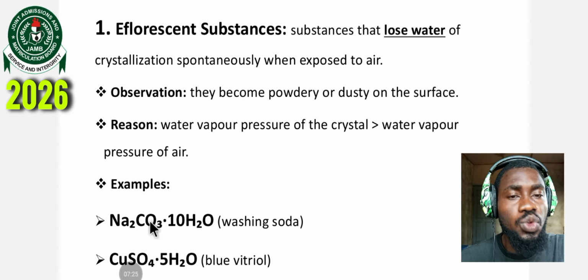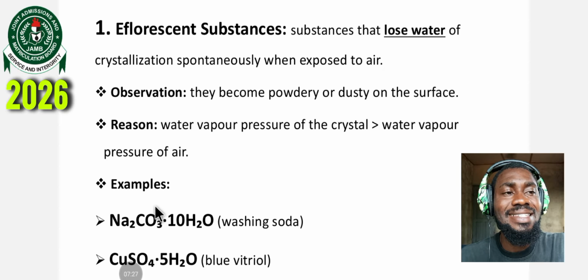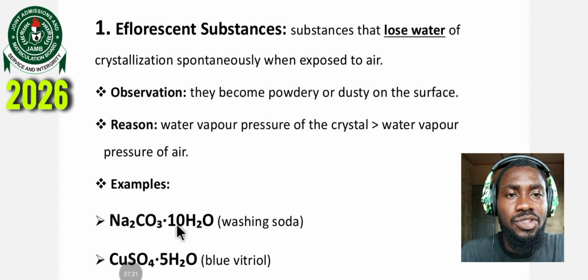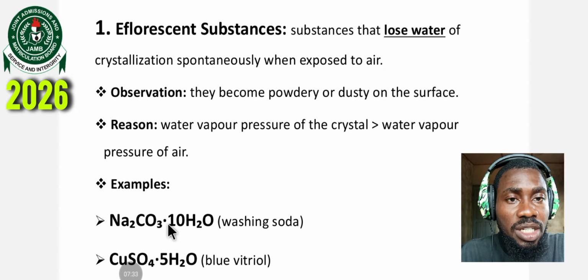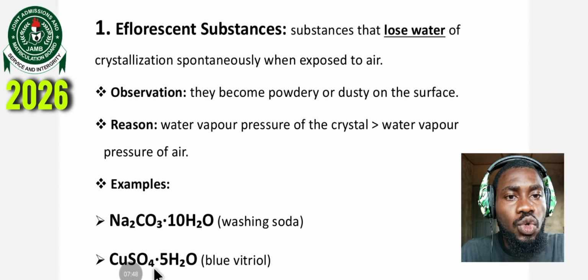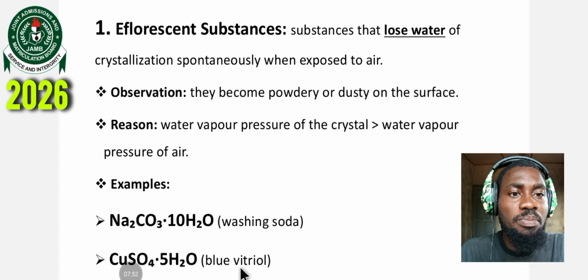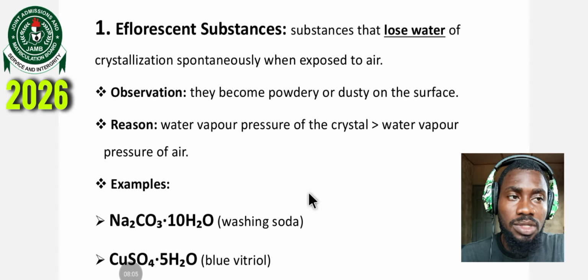Like I said before, how do you know, using the chemical formula, whether it is in the hydrated form or the anhydrous form? When it's in the hydrated form, you see dots here, or full stop, or points. But when it's in the anhydrous form, this is replaced with a comma. You see a comma here instead of dots. The second example of an efflorescent substance is copper(II) tetraoxosulfate(VI) pentahydrate, which is the blue vitriol, and so on and so forth.